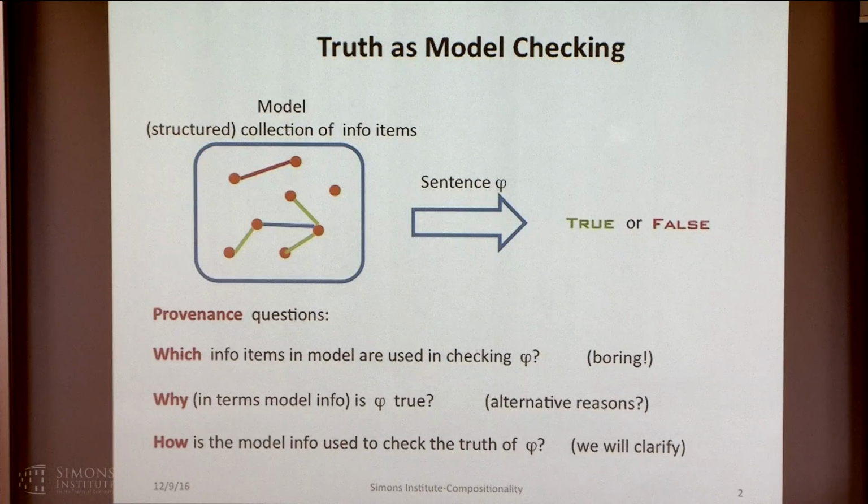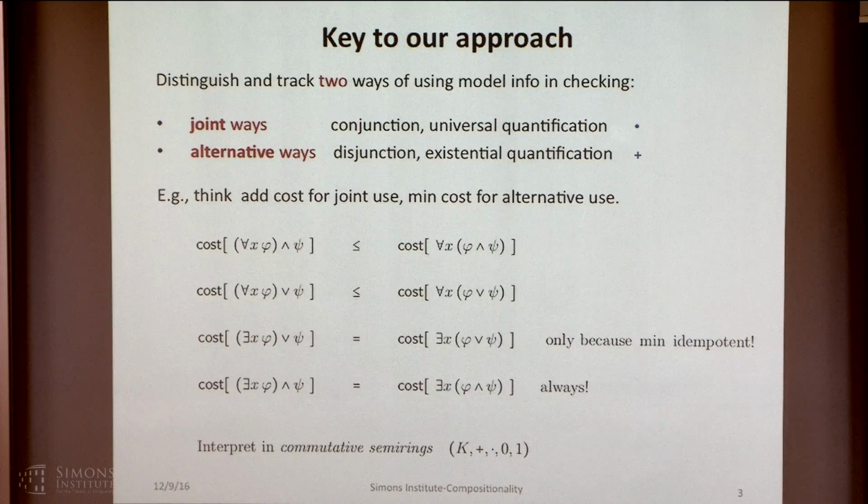And what I will actually show is a very general provenance analysis of truth, which answers the question, how is the model information really used to check on the truth of phi? We shall see this a little bit more clearly. I should apologize for the low quality of my slides, because this was put together rather quickly. It's basically LaTeX to PowerPoint, I'm sorry.